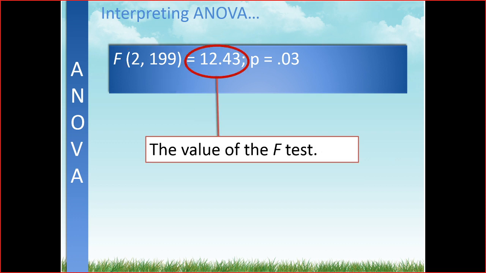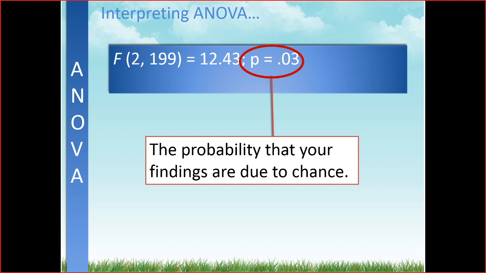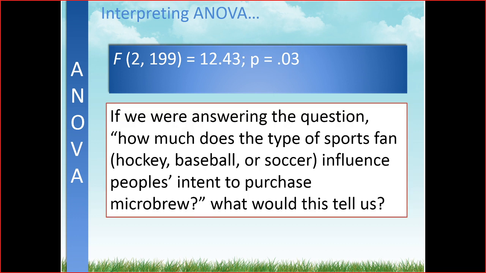The third number is the value of the F-test. Again, that's calculated for you. And then finally is the probability that your findings are due, the p-value. So the p is always the same. We always look for the p or the significance. That's always going to be the same, and we're looking for numbers less than 0.05.